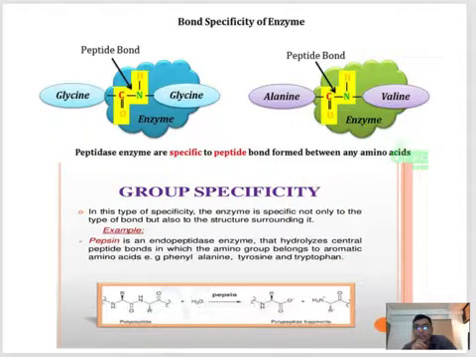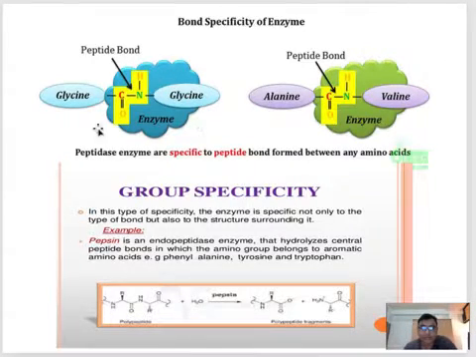Then bond specificity of enzymes. For example, peptidase. Peptidase enzymes are specific to the peptide bond, which is found between amino acids. So peptidases are not specific for the amino acids. They don't care which amino acids are forming the peptide bond. They only care about the peptide bond. If there is a peptide bond, the peptidase enzyme can recognize that bond and break it.